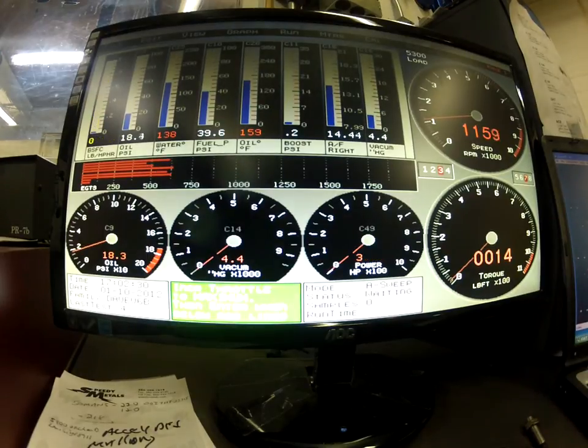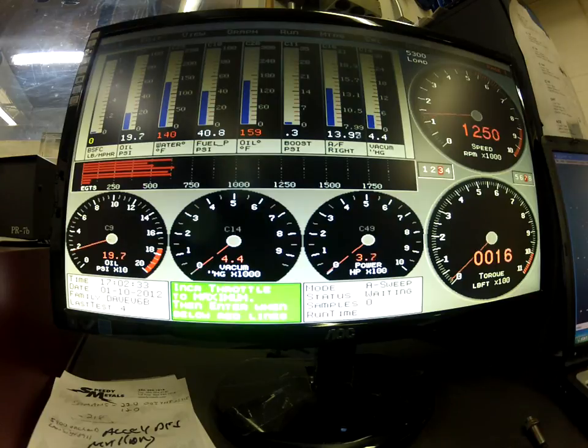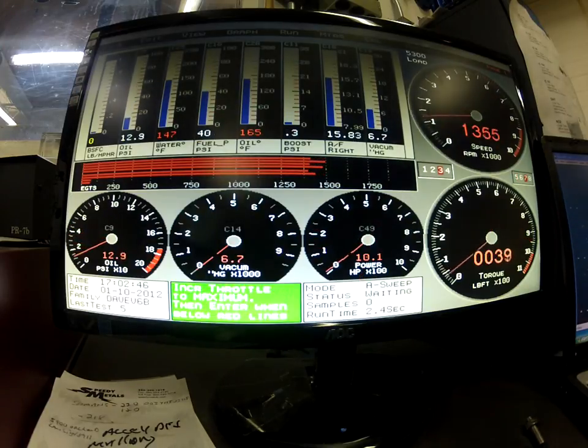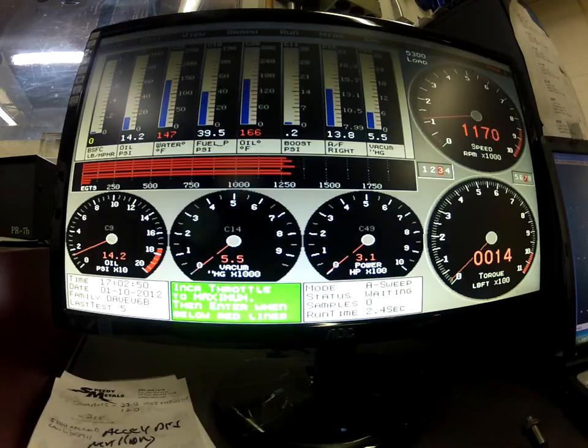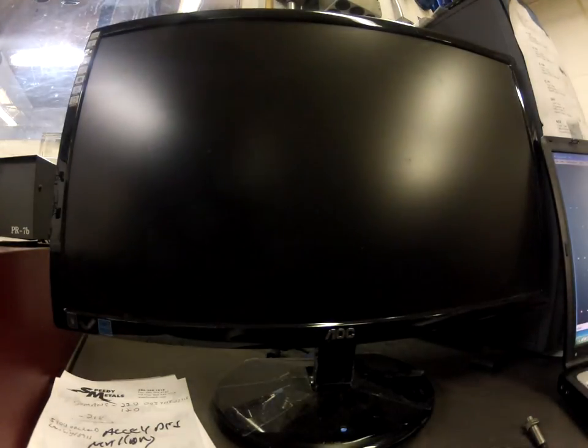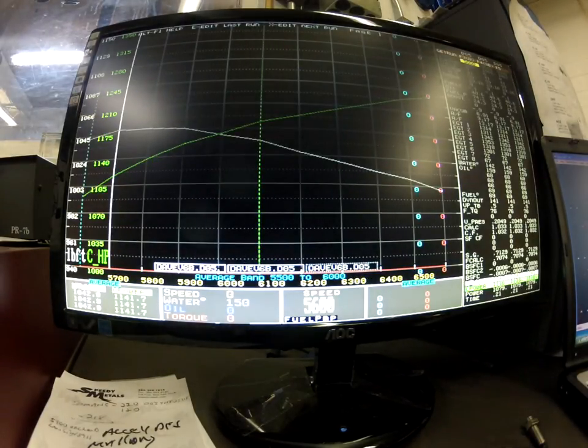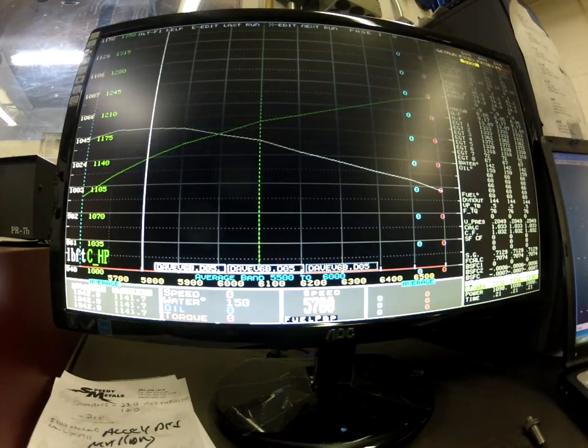Let's see what happens here. Six cylinder. Foot pounds. Oh, okay, get rid of the gobbledygook. Okay, 1,047 foot pounds, 1,237 horsepower at 6,500 RPM.